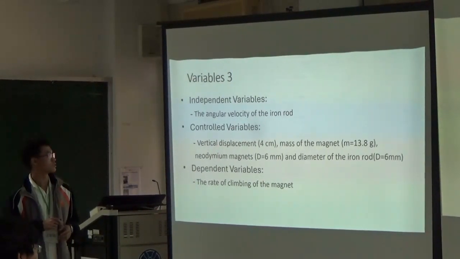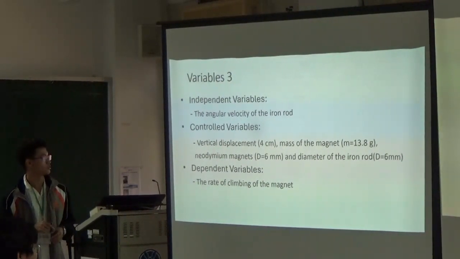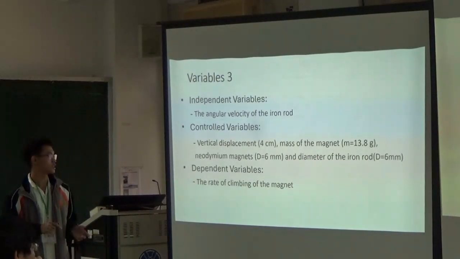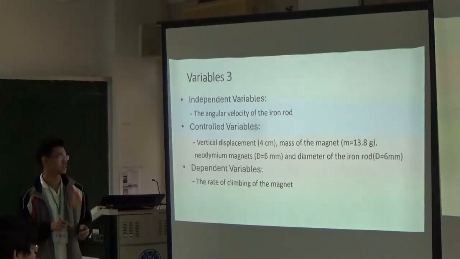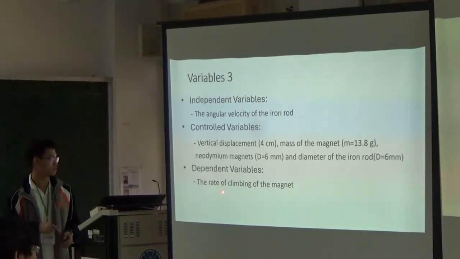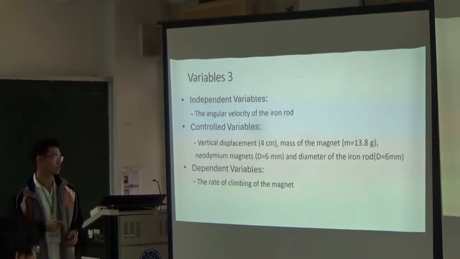And these are the third variables. And we change the angular velocity of the iron rod. And we also control the vertical displacement, mass, and the neodymium magnet and diameter of the iron rod. And we also observe the rate.